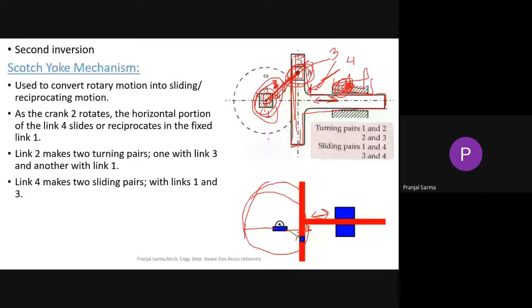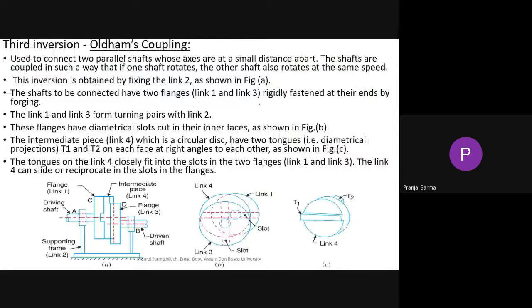It is also making two sliding pairs. One with this link, guide 1, and another with this slider 3. So that means we have got two turning pairs and two sliding pairs. Understood? I hope you have understood.